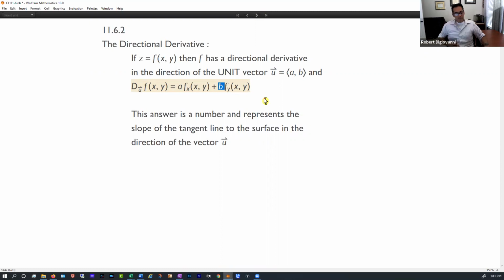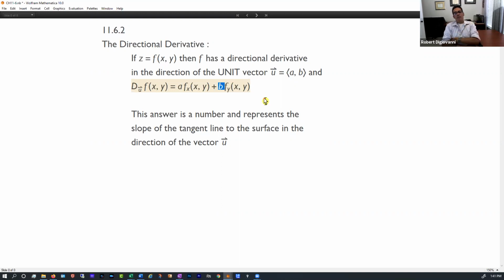Okay. So any questions? This is a very important concept in this class, because what we've done is we've established a formula that allows us to analyze the instantaneous rate of change on a surface at any point in any direction, right? Is that clear? Do I need to explain that in any other fashion to you? This is a big deal.